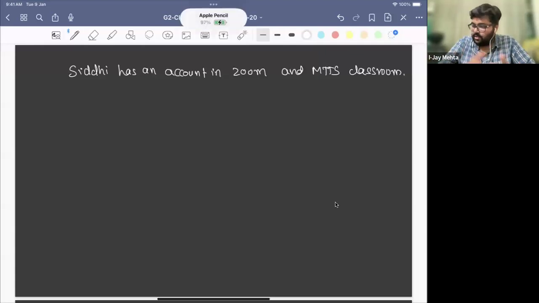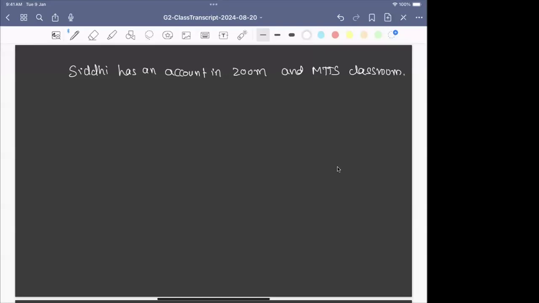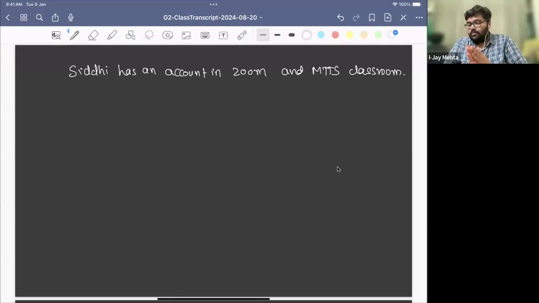So I said that Siddhi has an account in Zoom and MTTS classroom. The question is, when is the statement false? कब गलत होगा? What can you say? If I say the statement is false, what do we mean? Advait, room number 2. The statement will be false if Siddhi does not have an account in either the Zoom platform or the MTTS class.